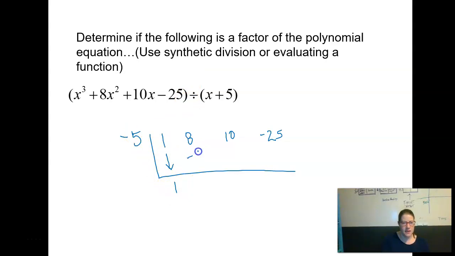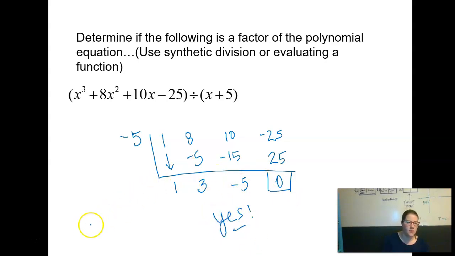Negative 5 and 1 is negative 5. Add this together to get 3. Negative 5 times 3 is negative 15. Sum this column to get negative 5. And negative 5 and negative 5 is 25. Got to put my box here, but that's where my remainder would go. There is not a remainder. So yes, it is a factor of the polynomial.